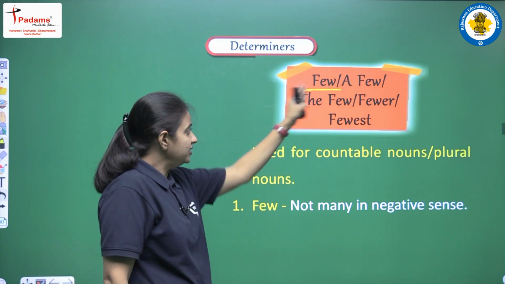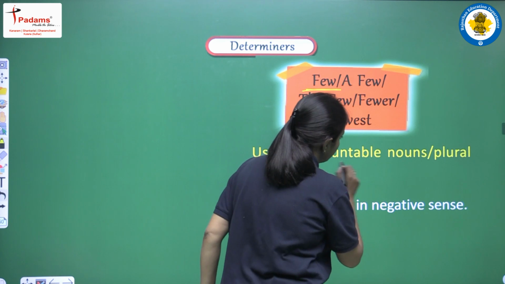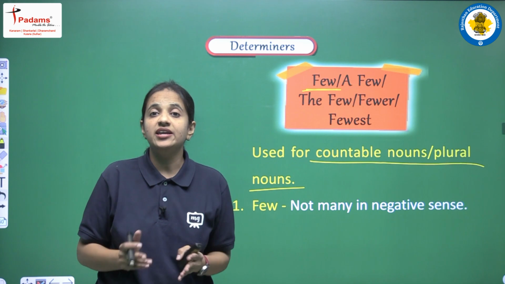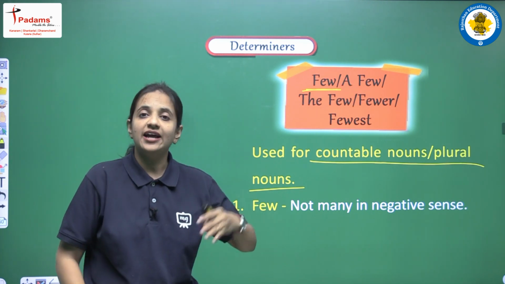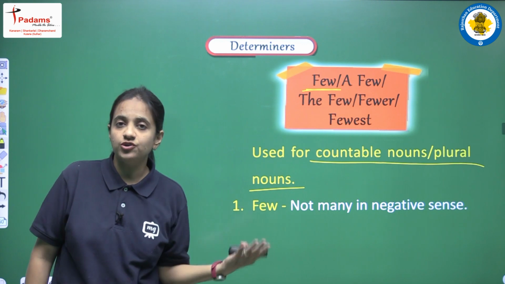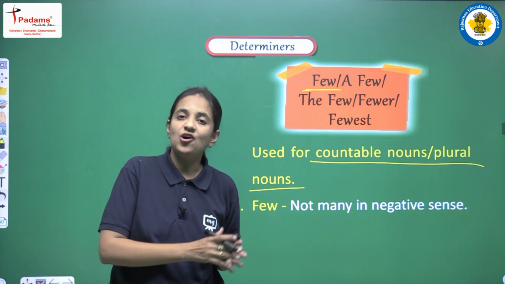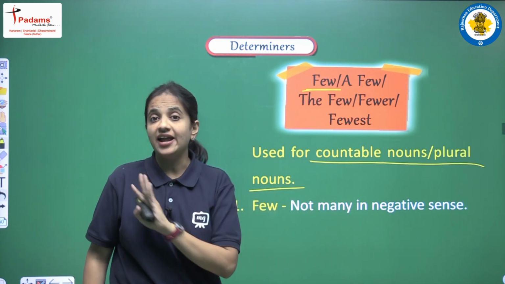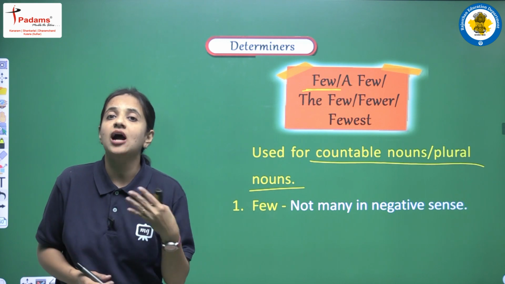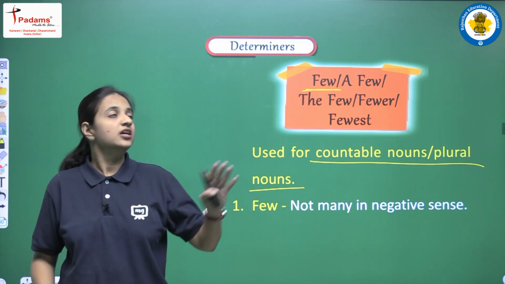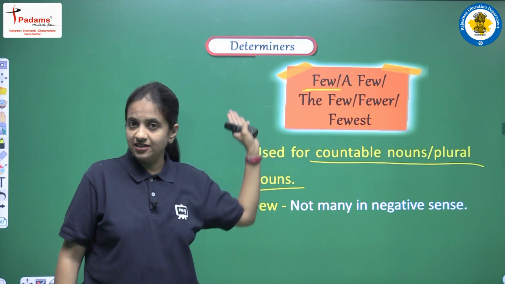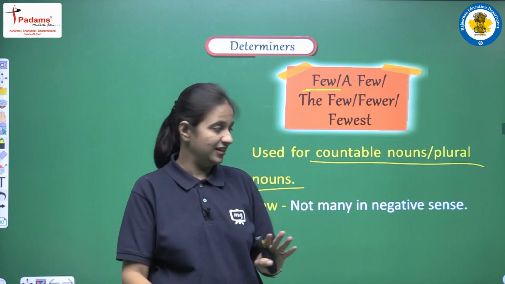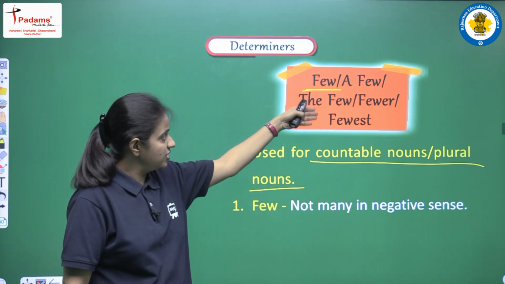So all these determiners are used for countable nouns, or we can say plural nouns. This is a very important thing that you should learn: when we are using few or any form of few, all these determiners are used for countable nouns only. Never and never ever are they used for uncountable nouns. Okay, so this entire group is used only and only for countable nouns. Clear?